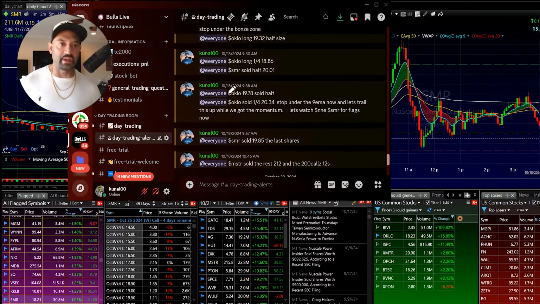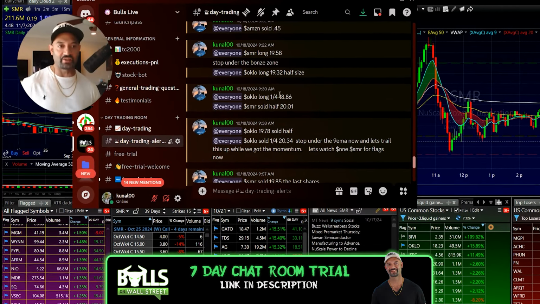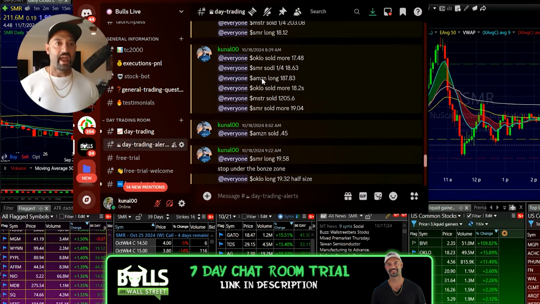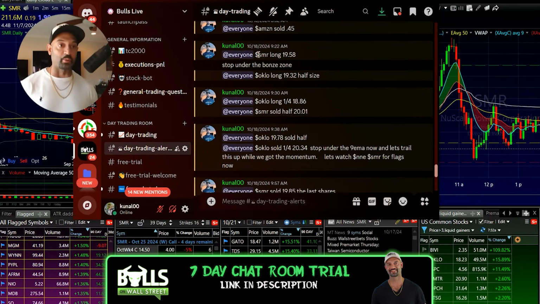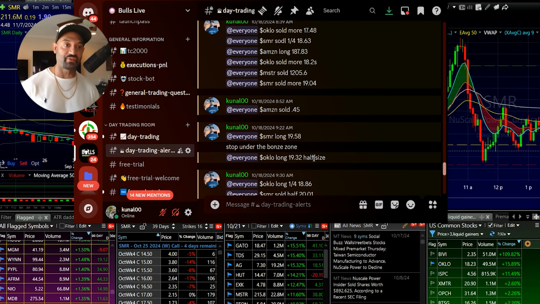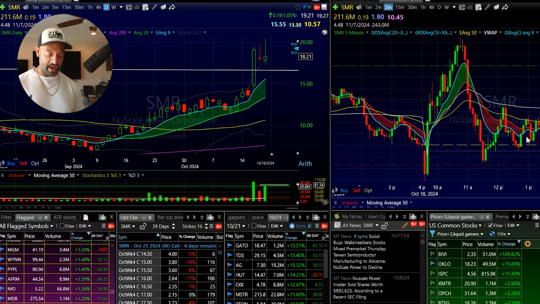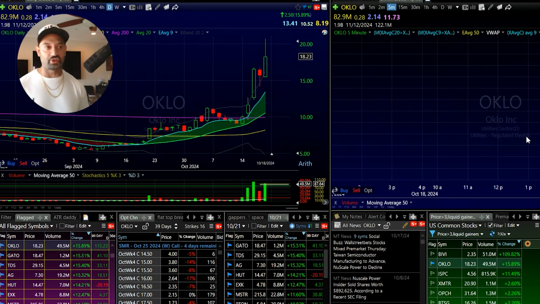And while you're doing this, you will be able to add size to the trades and so on and so forth. So you can see, as we are in Oklo, I'm reloading some as it starts to push back into all of this. As it starts to push, I add Oklo again, half size in 1932, added some more at 1886. And so you can play these as long as the trend is holding.